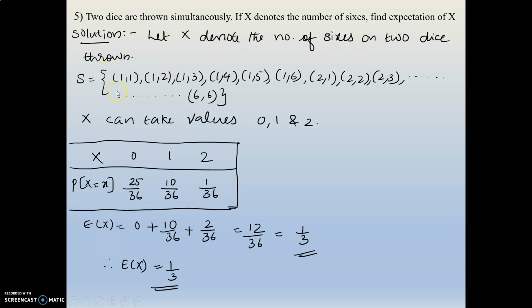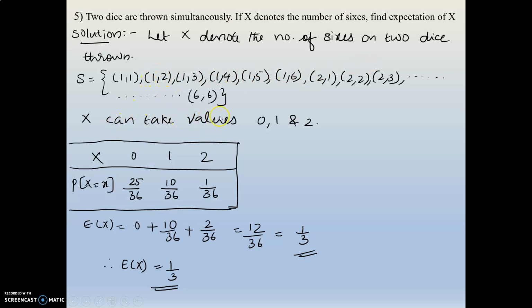So the sample space will be like this, each face showing like this. So ordered pair (1,1), ordered pair (1,2), (1,3), (1,4), (1,5), (1,6), etc. You will get the last one, ordered pair (6,6). And the number of sixes they are asking. So you have to write it properly, then only you can understand.